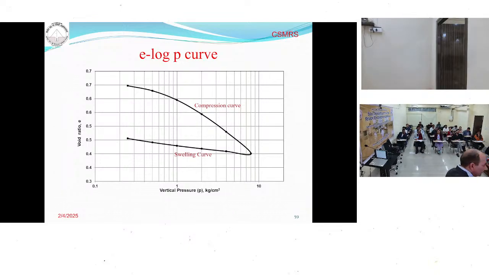After that, we want to know the swelling characteristic. Remove the 4 kg load, it will start swelling like this one. So the slope of this curve will give the compression index, and the slope of this curve will give the swelling index. The straight portion, this one, not that one. The straight portion will give the compression index and the swelling index.